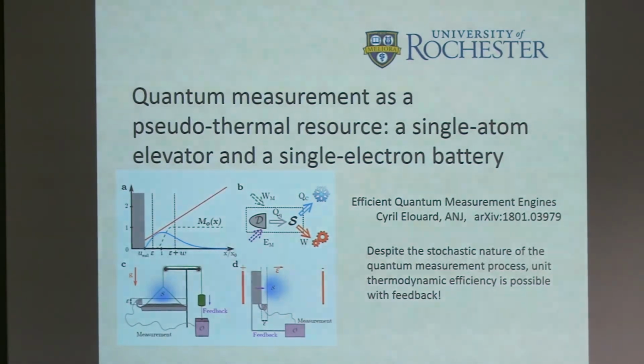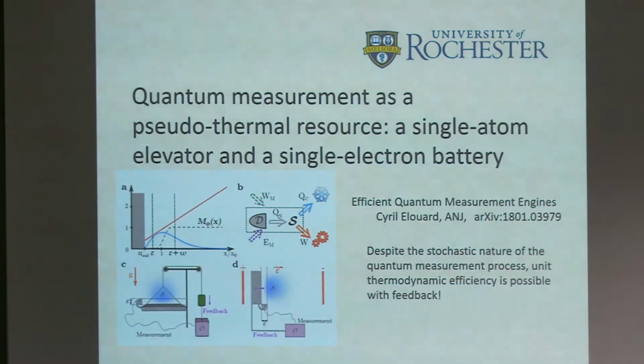So this is the idea. We're going to think about quantum measurement as a resource, and it's pseudothermal in the sense that it's stochastic. I can't predict the results ahead of time, so it has some similarities to heat, but it has a lot of differences as well. And one of the big differences is that because there's no thermal environment, there is no Carnot efficiency. You can get around the Carnot efficiency because you're not working with thermal environments.